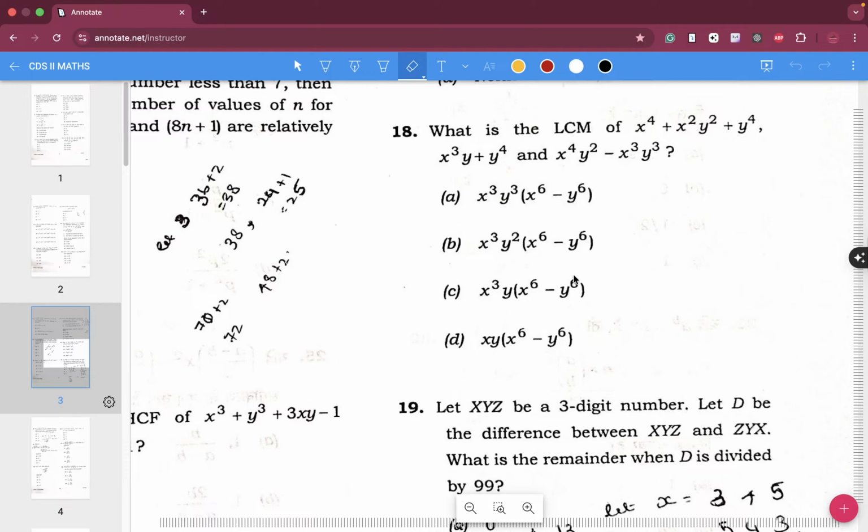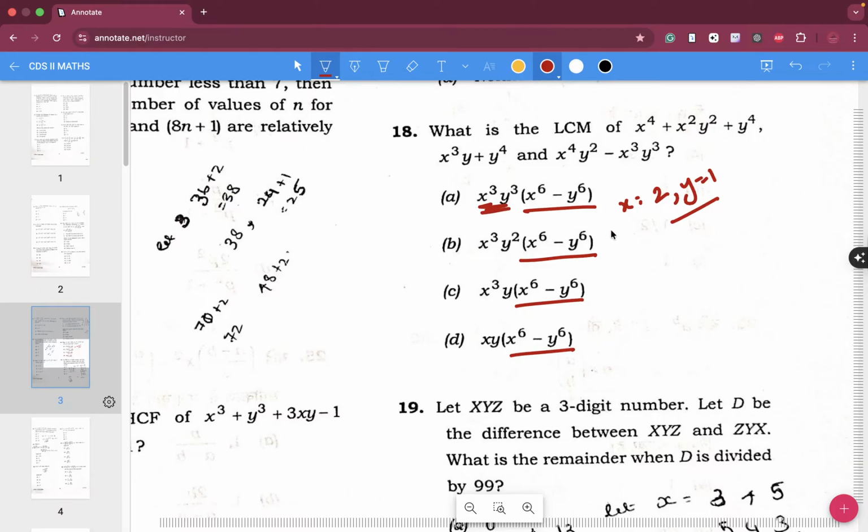So we have to smartly pick the value in such a way that, since this does not make a difference, it does not matter what value we pick for x and y. We should have put x is equal to 2 and y is equal to 1. Let's just try to do this. X is equal to 2 and y is equal to 1.